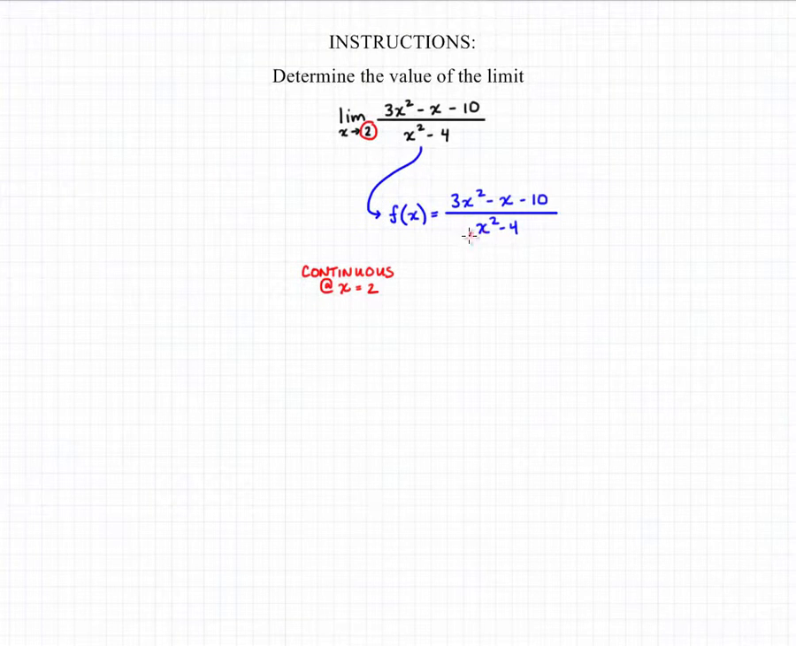And unfortunately, because plugging 2 in the denominator gives us 0, that means that the function is not continuous at x equals 2, and so right now we can't use direct substitution.